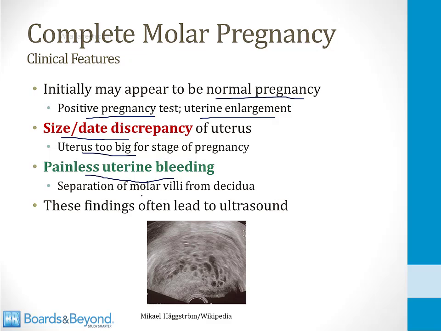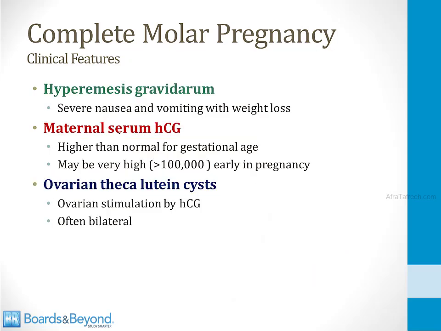That's because of separation of the molar villi from the decidua. So those villi are not normal and they do not implant normally, and they often separate and allow blood to leak out. And for any of these findings, a size-date discrepancy or uterine bleeding, that often leads to an ultrasound, and then on an ultrasound you see that snowstorm appearance and you realize it's not a normal pregnancy, it's a molar pregnancy. Some other clinical features are shown on this slide.